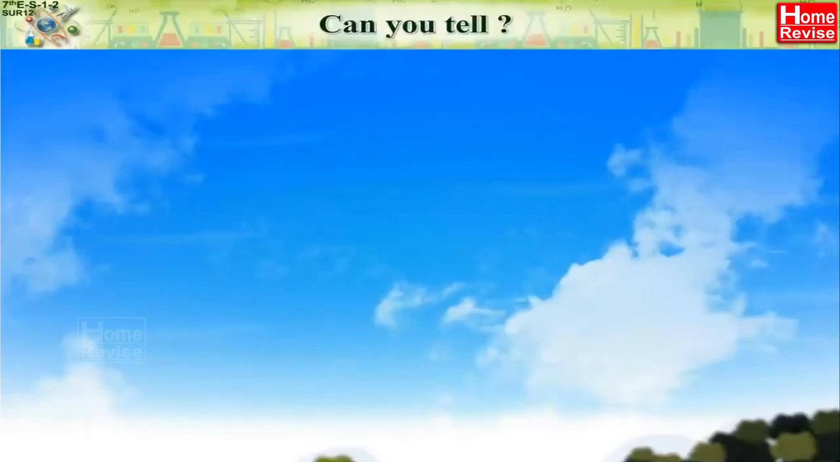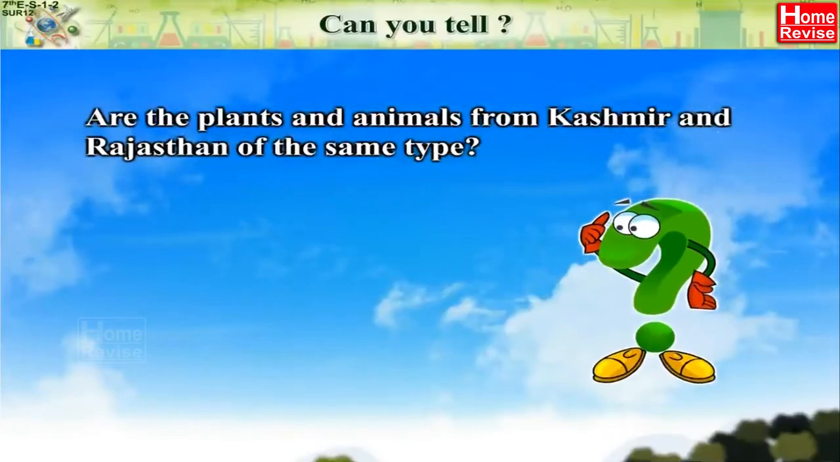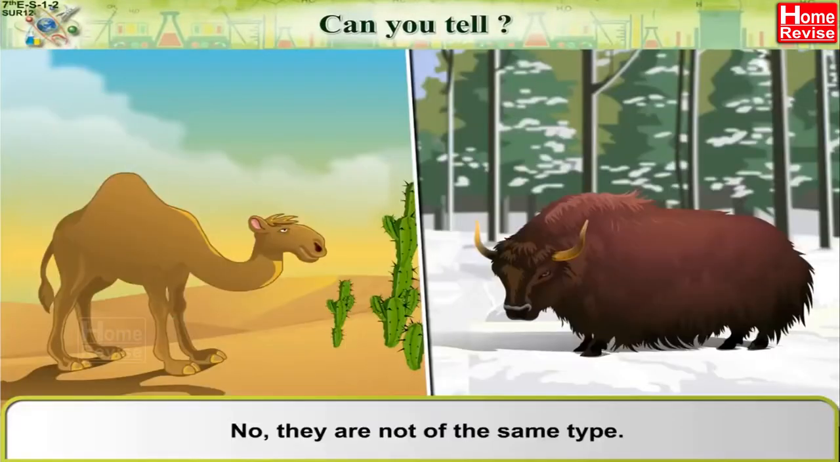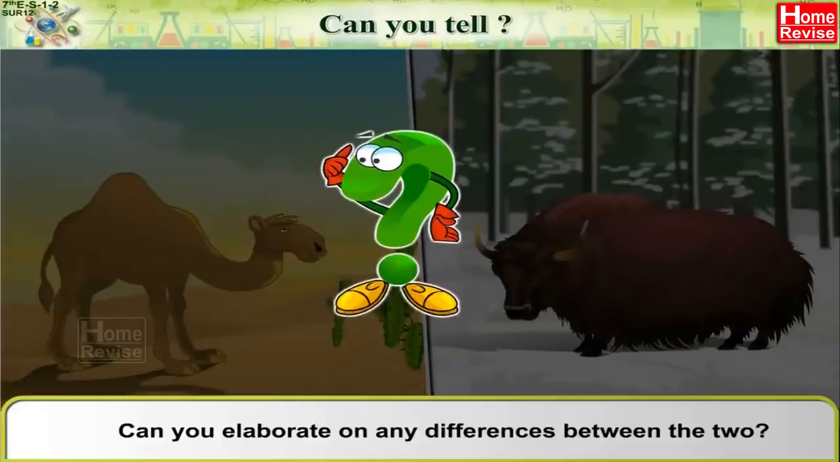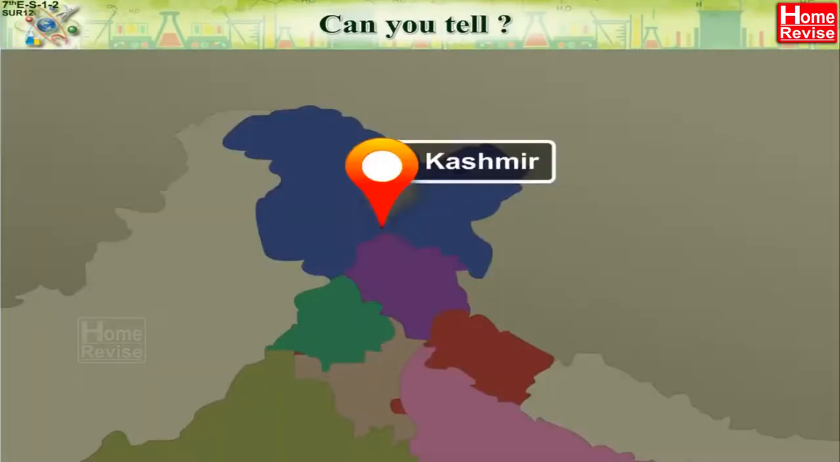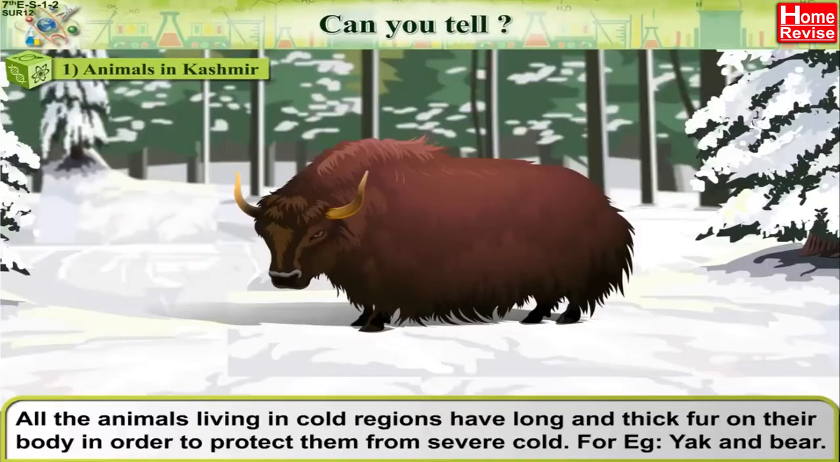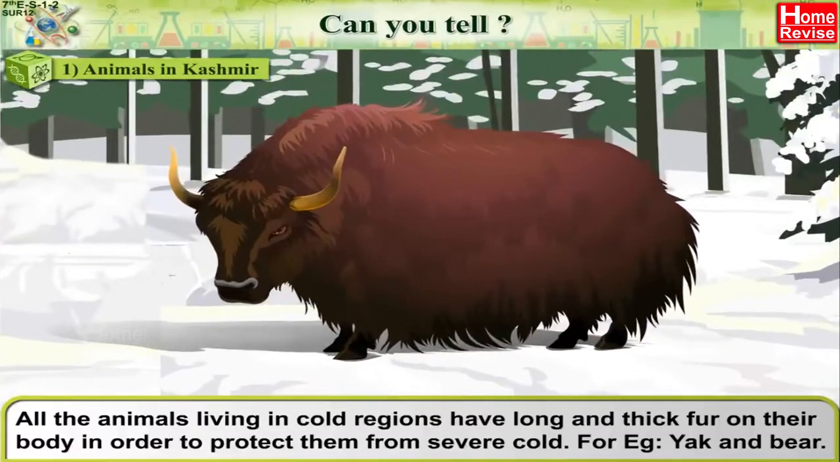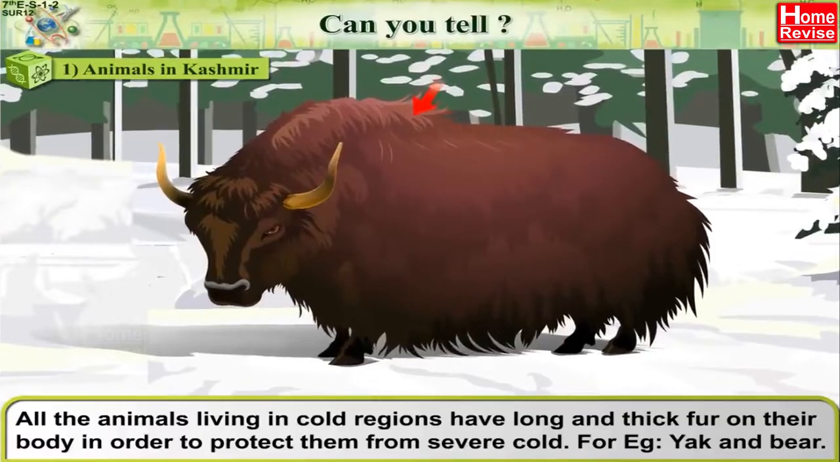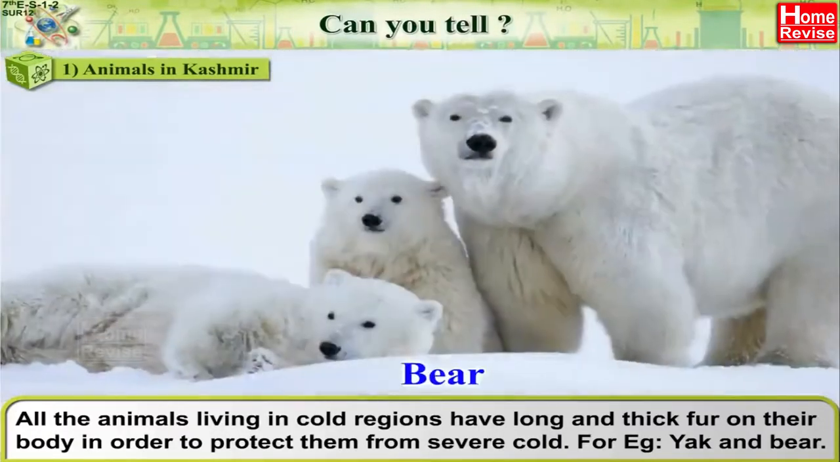Can you tell? Are the plants and animals from Kashmir and Rajasthan of the same type? No, they are not of the same type. Can you elaborate on any differences between the two? Let's do that. 1. Animals in Kashmir. All the animals living in cold regions have long and thick fur on their body in order to protect them from severe cold. For example, yak and bear.